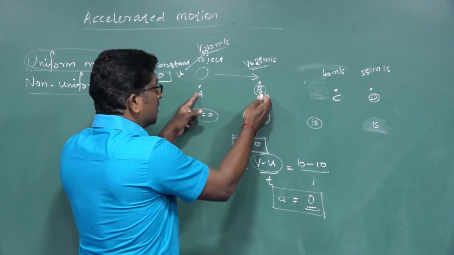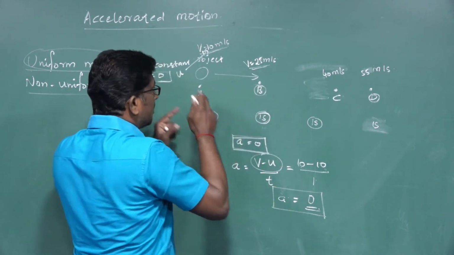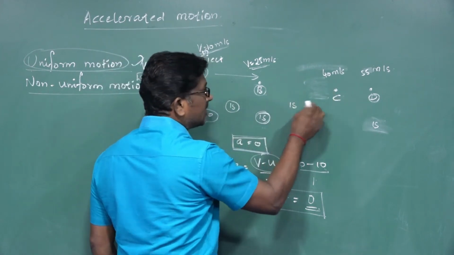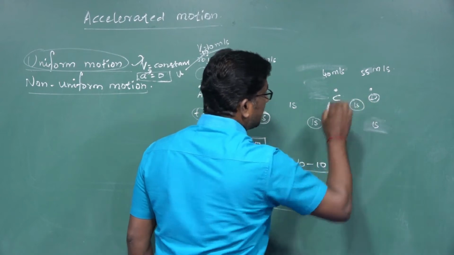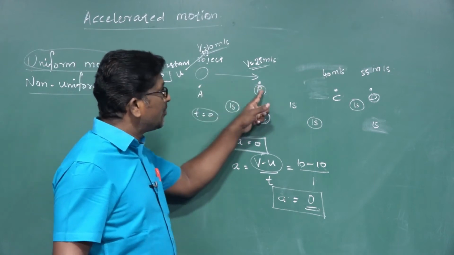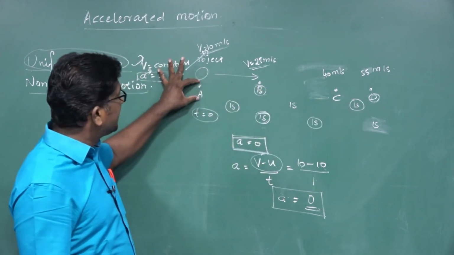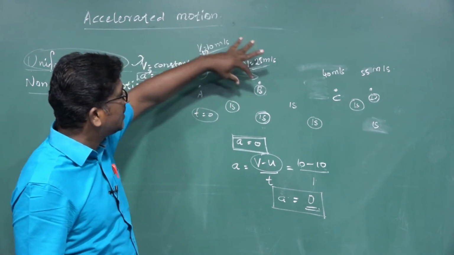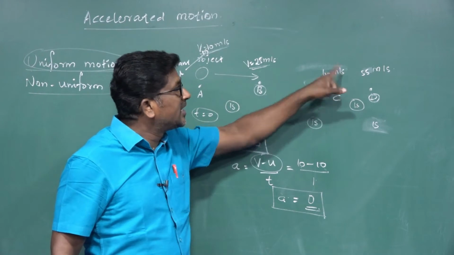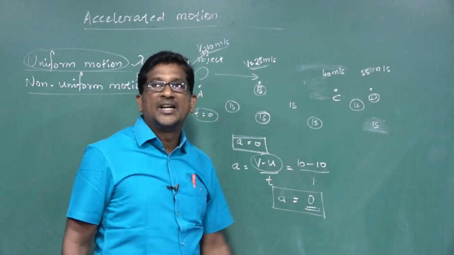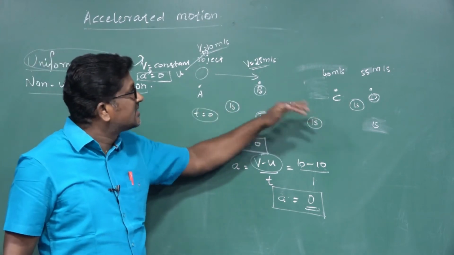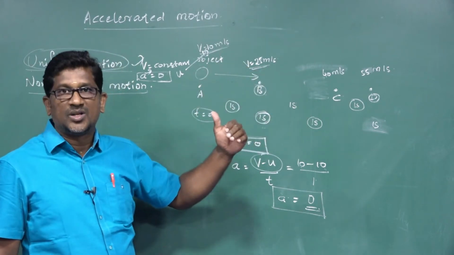The time interval between the points A and B is 1 second. Here also the time interval is 1 second, and here also 1 second. But what about the velocity of the particle at the positions A, B, C and D? At position A, the velocity of the particle is 10 meter per second. At position B, 25 meter per second. At position C, 40 meter per second. At position D, 55 meter per second. In this case, the velocity of the particle at every instant is different, not constant.